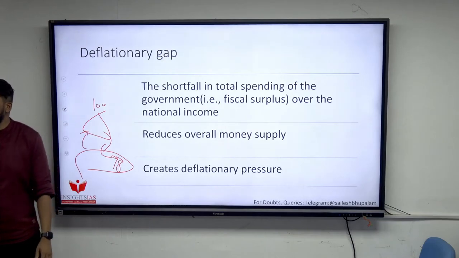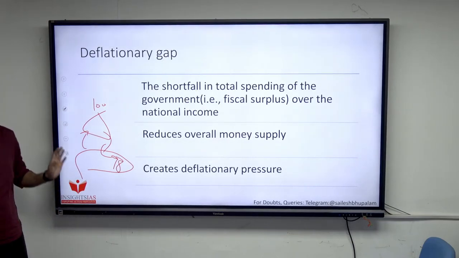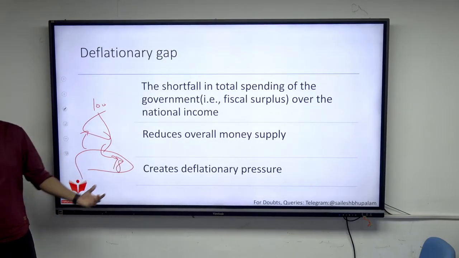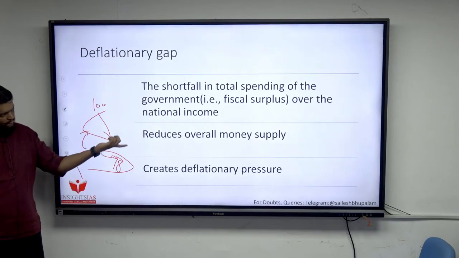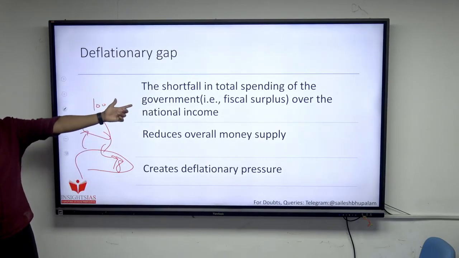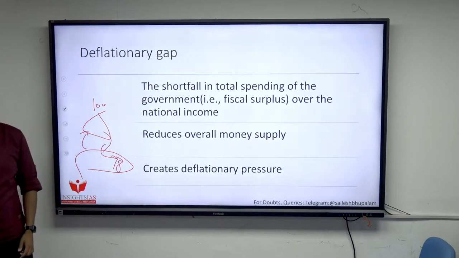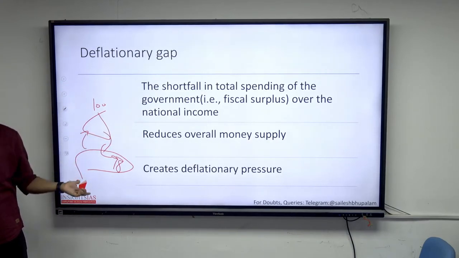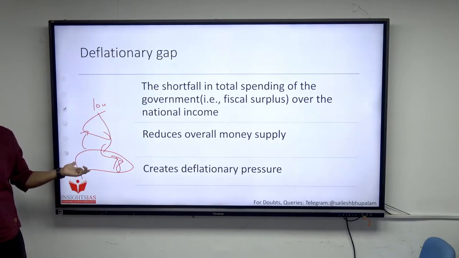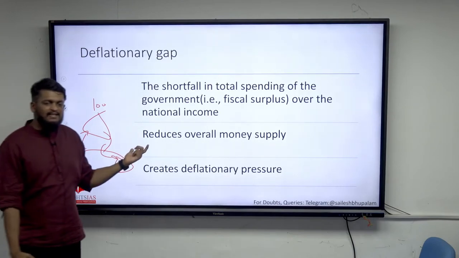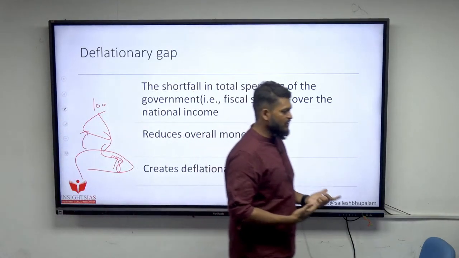It is not exactly deflation. Deflationary pressure means in the direction of reduction of inflation, and that is what we call deflationary pressure. It reduces the overall money supply. The shortfall in total spending of the government over the national income is called the deflationary gap. You understood this? This is related to fiscal policy.